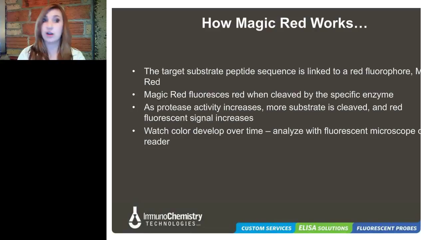The reactions are fast, starting within 15 minutes, so you can watch the fluorescence develop over several hours. The typical incubation time for this assay is about 15 to 20 minutes. You can watch the cells through a microscope and take pictures of the progress, or you can choose to read the total fluorescence of the sample with a fluorescence plate reader. Magic Red excites at 540 to 590 and emits at greater than 610.